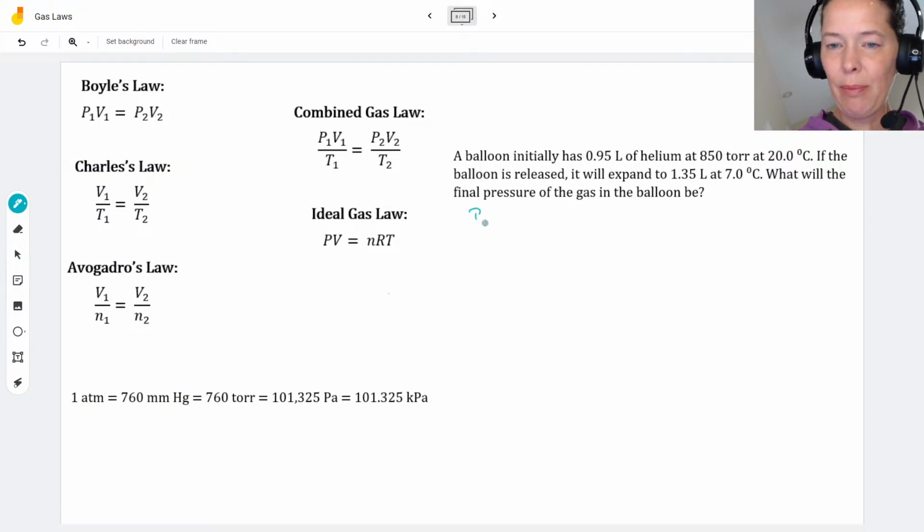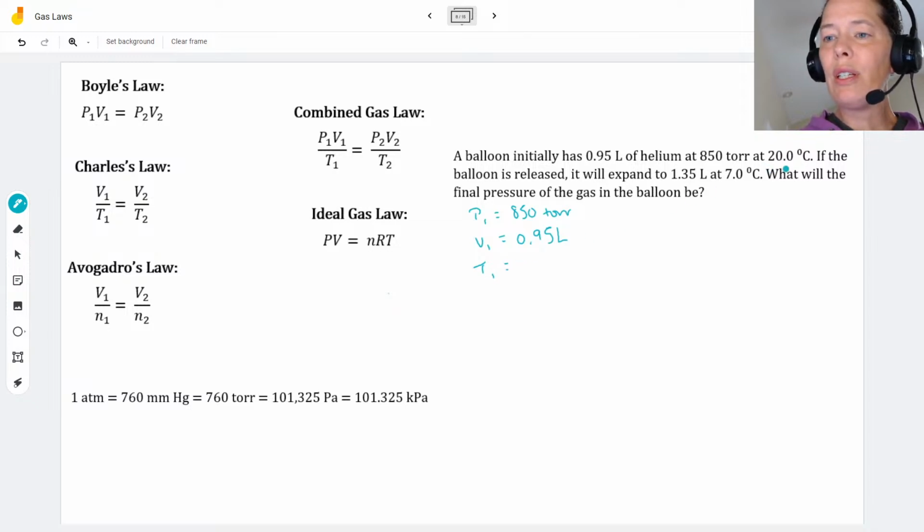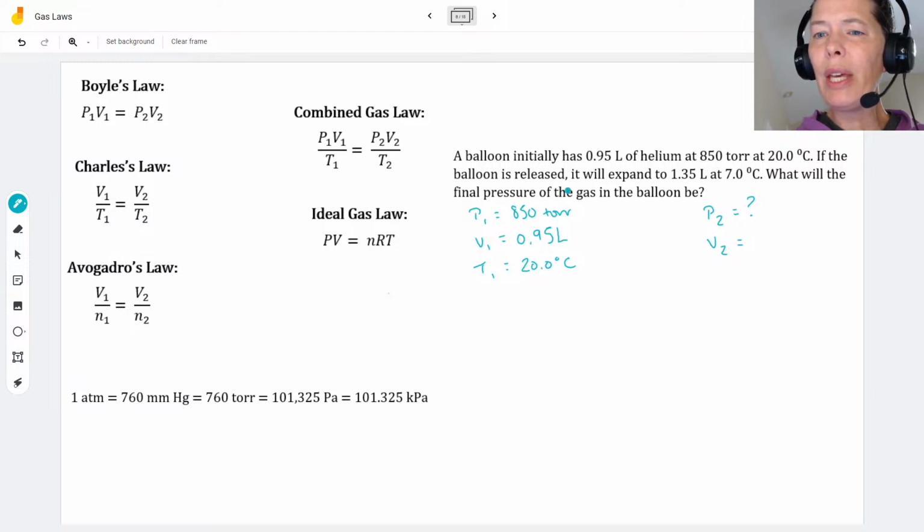So let's go ahead and write down everything we know. Okay, so P1 is 850 torr. Initial volume is 0.95 liters. And initial temperature is 20 degrees Celsius. All right. Our final pressure, our P2, is what we're trying to find, so that is our variable. Our V2, our final volume, is 1.35 liters.